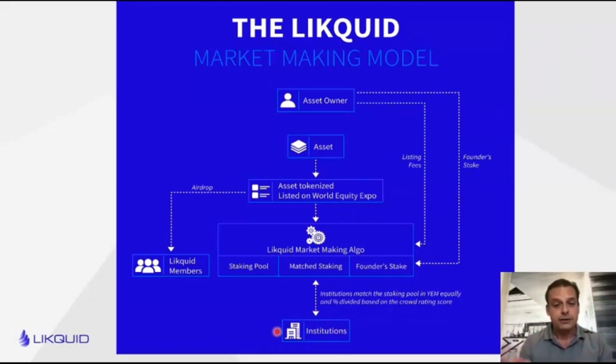So by doing this, we boost the staking power of the founders and the liquid members, which means we pass on the profit to the founders and the liquid members. The institutions are, let's call it cheap money coming in, but still in their world, it's a very profitable model. So this is what I like to see as a very universal win-win-win.